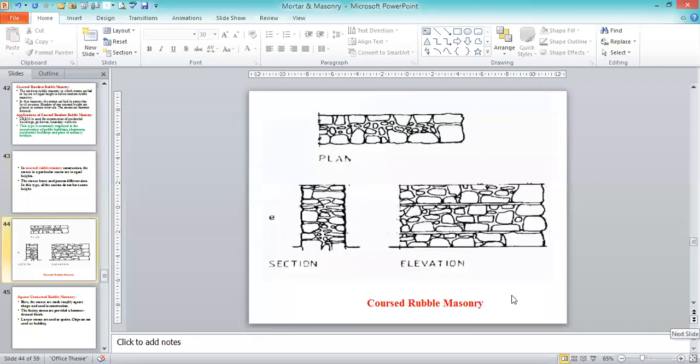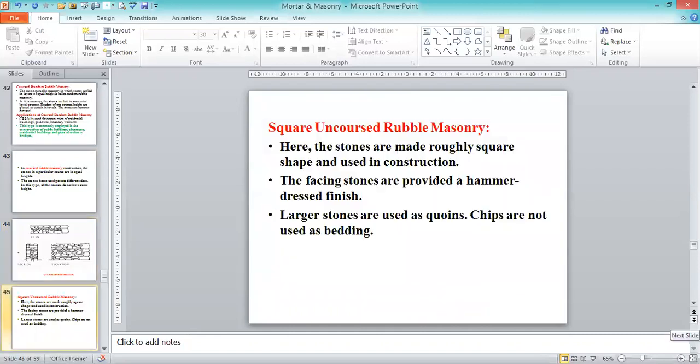Here we can see the plan and elevation of the coursed rubble masonry. The three pictures give us how the coursed rubble masonry is built. Then the next one is called square uncoursed rubble masonry. Square, as the term itself gives the meaning, means you make the stone into square form, and you have to keep it in the appropriate direction.